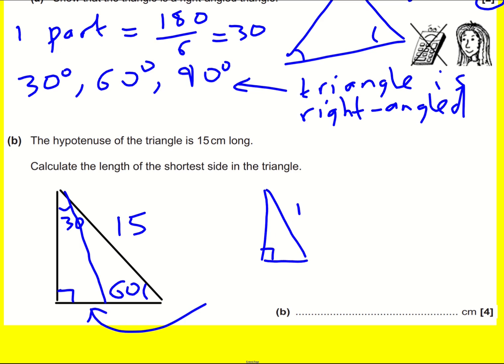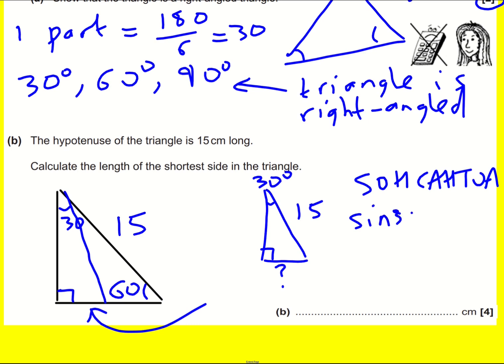Okay, there's my right angle, there's 15. I'm just going to add one of the angles now, just to avoid confusion. I'm going to add my 30-degree angle. So how do I work out this side here? Well, we know SOHCAHTOA. Here I've got my opposite and I've got my hypotenuse. So I can write down that sine 30 is equal to question mark divided by 15. And question mark is going to be 15 sine 30.